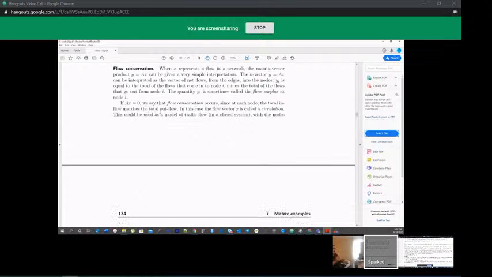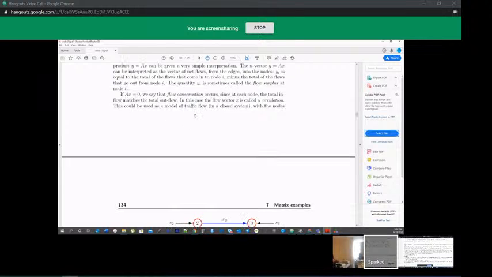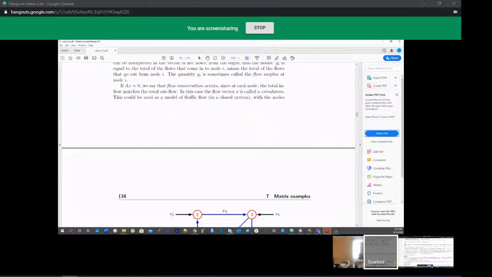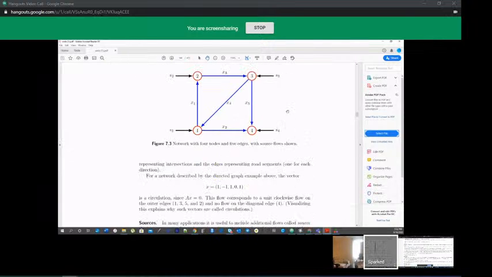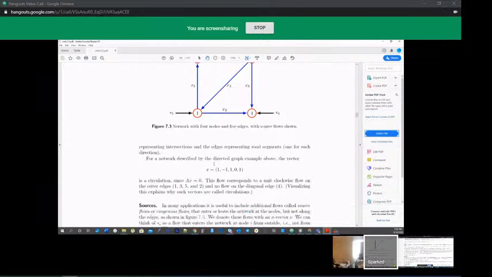In this case, the flow. Wait, this is like water. If you put something into the system, it has to come out of the system. It's going to be used as traffic. Yeah, like water, traffic flow, and with the nodes representing intersections and the edges describing the directed graph.